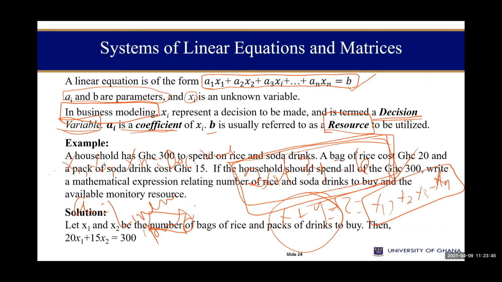Spend. So I have 20X1 plus 15X2 equals what? 300. This means that this will be the total amount to spend. The coefficient times the number, which I don't know, gives me the total cost for bags of rice. Then this will also be the total cost for packs of what? Soda drinks. If I add these two together, it should give me the total amount I am going to what? Spend.